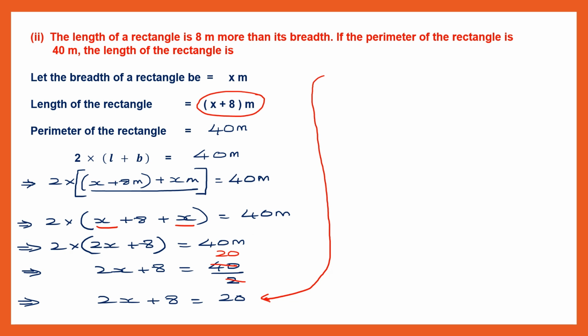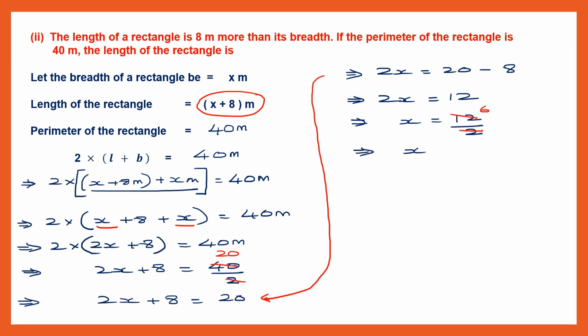So let's continue on the other side. 2x plus 8 is equal to 20. That means 2x will be equal to 20 minus 8, because we have transposed this plus 8 to the other side. It becomes minus 8. So 2x is equal to 20 minus 8, which is 12. So x is equal to 12 divided by 2. We can cancel, and x is equal to 6.